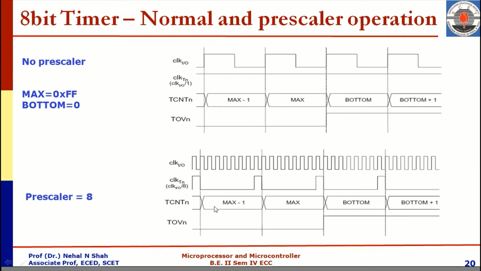And based on that, a similar operation, that is counting from some specific value in the upward direction and reaching the maximum value, will happen. Max value is FF hex. After that, the timer will roll over. It will reach the bottom and count again. Here also, whenever the timer rolls over, at that moment the timer overflow flag will be set. It is necessary to reset this flag through software programming.